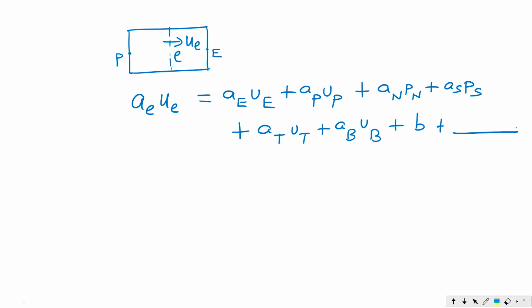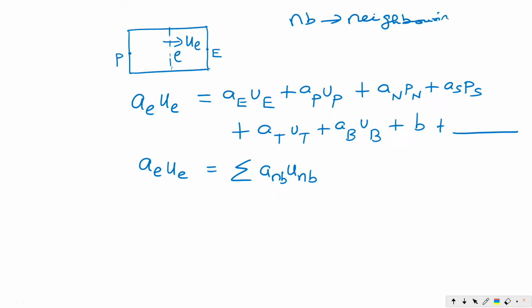So generally a convection diffusion equation can be represented like this. How can this be further simplified? It is aE uE equal to sigma of aNB uNB. What is aNB? aNB is nothing but the coefficients corresponding to the neighboring nodes. Here NB indicates neighboring nodes. So aNB uNB.